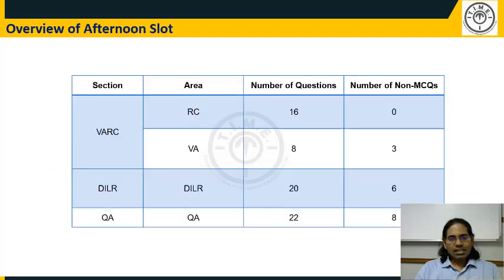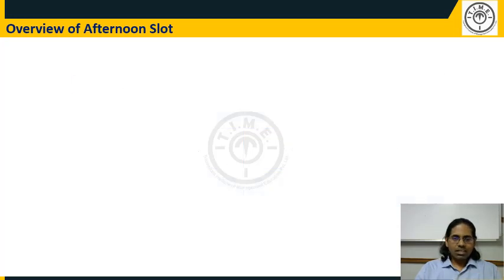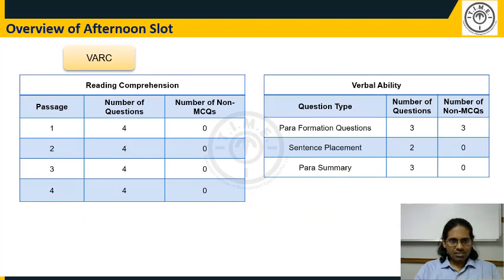Now, at first glance, it appears that there is no change in the pattern because there are 24 questions in VRC, 20 questions in DILR and 22 questions in Quant, and this was the same as CAT 2021. But going into the details, we will see that there are quite a few changes.